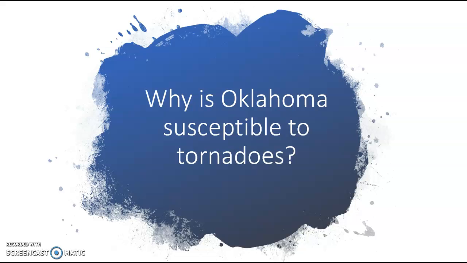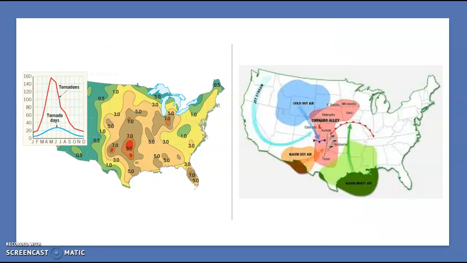Why is Oklahoma susceptible to tornadoes? Well, Oklahoma is part of what some people call Tornado Alley. Tornado Alley is just a location within the United States. So because of Oklahoma's location in the United States, it becomes more susceptible to tornado occurrences. Both the continental polar air from Canada and the maritime tropical air from the Gulf of Mexico meet right over what is known as Tornado Alley, which includes Oklahoma.